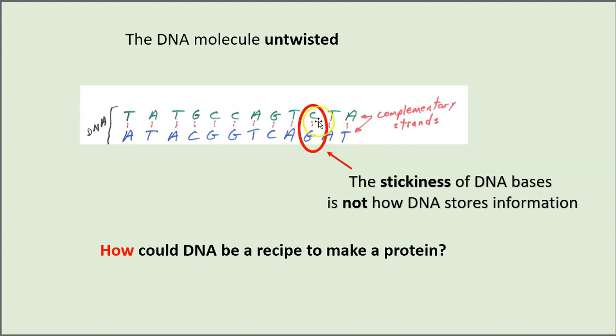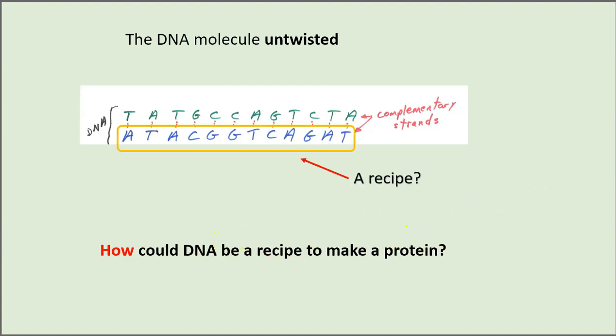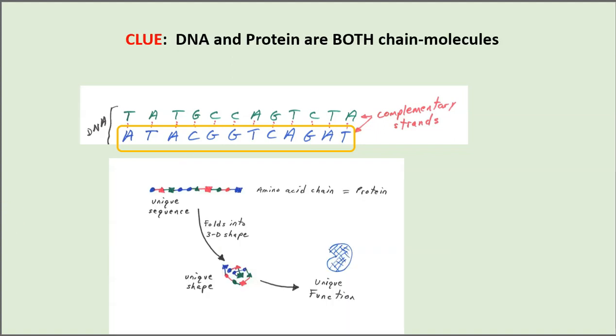Now we've learned about this stickiness that makes the rungs of the ladder. The stickiness of the DNA bases is not how DNA stores information. The stickiness allows the DNA molecule to be duplicated when each strand separates, and then the spare bases can find their matching partners. So how then is DNA storing information? We need to turn our attention to the sequence of DNA bases along one strand of the DNA molecule. That's going to be a recipe.